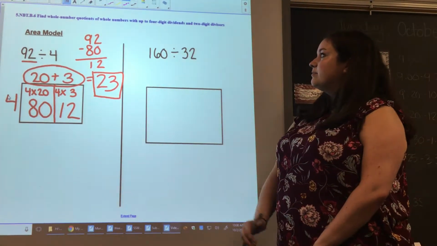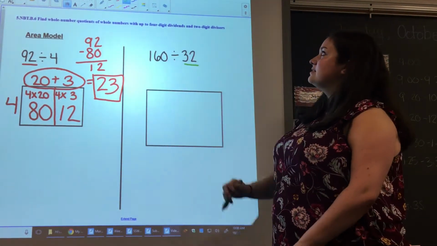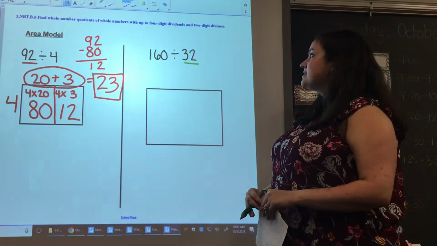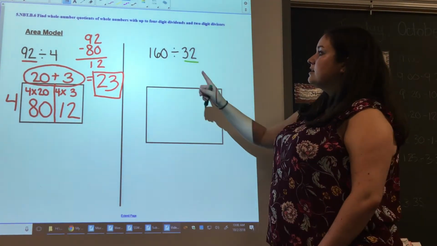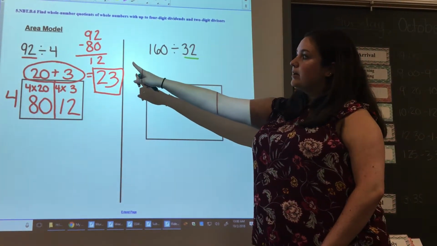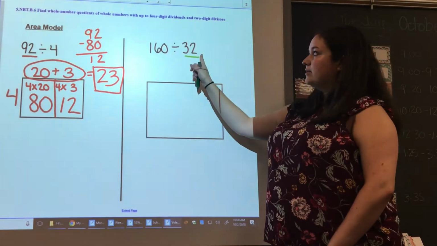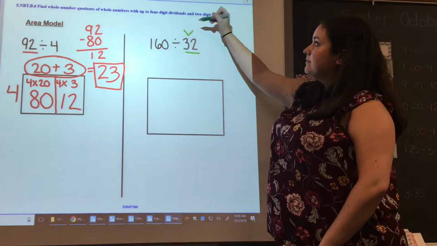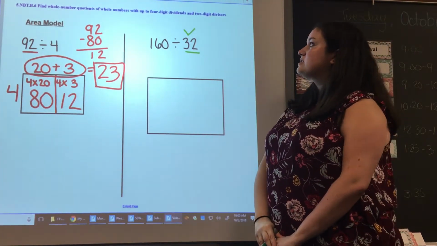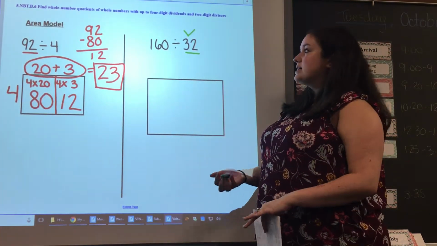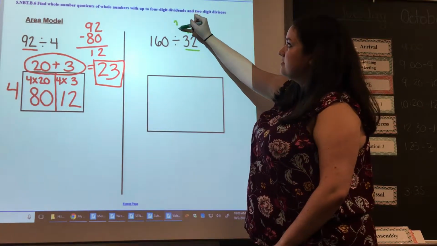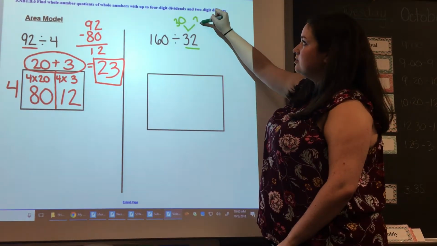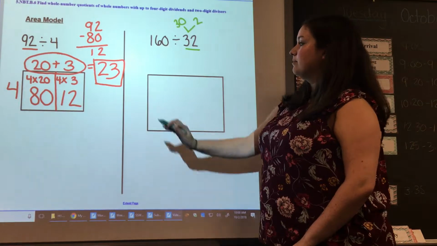Okay, so this time we're going to be dividing by a 2-digit divisor, which makes it a little bit more challenging. On the last problem, we put our divisor on the left side, so we're going to do that again, but we really need to break this number apart. The students learn that 32 is actually worth 3 tens, which is 30, and 2 ones. So that's how we're going to break that apart.